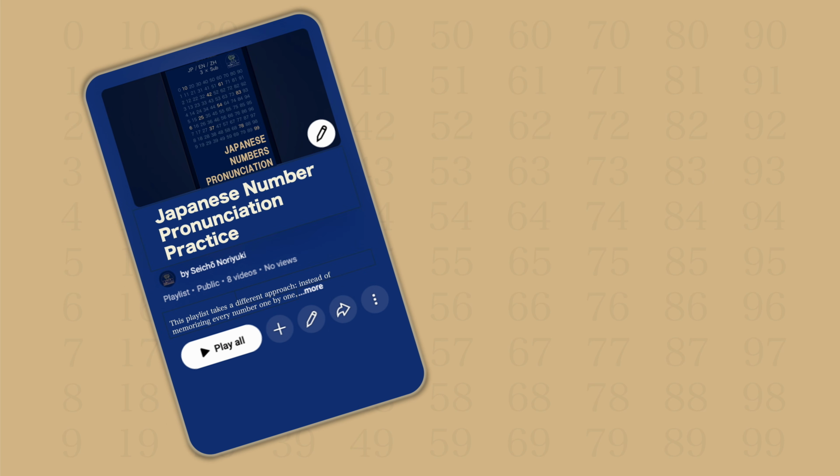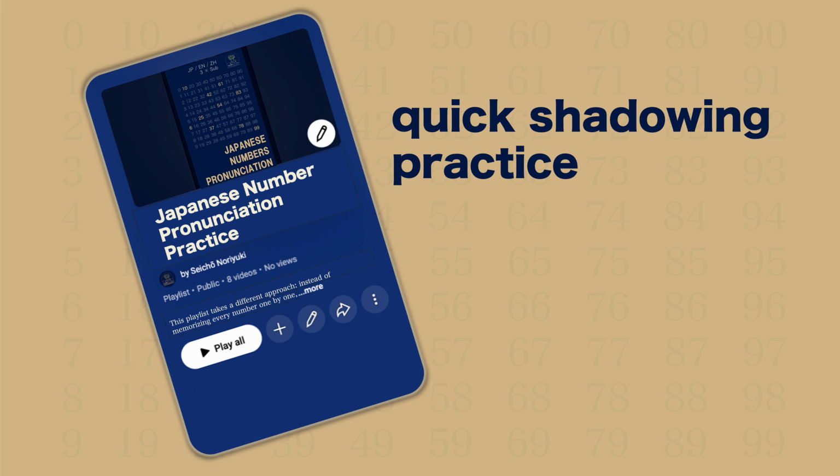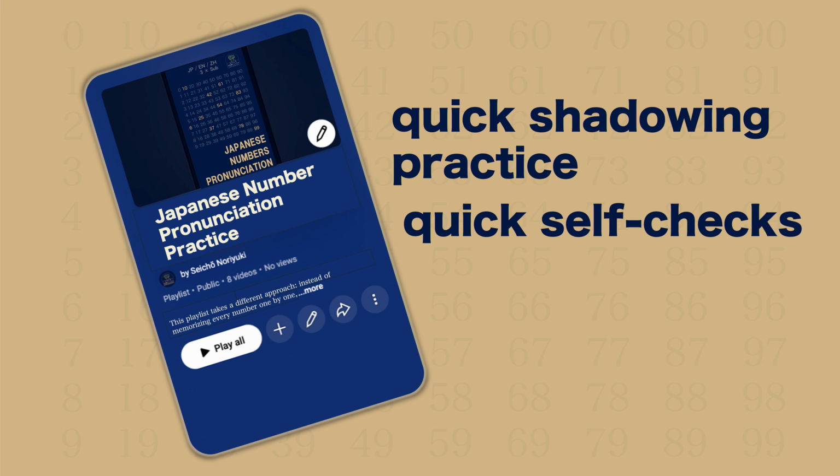There's a shorts playlist on this channel. Each short contains 10 randomly selected numbers between 0 and 99. You can use them as quick shadowing practice or as quick self-checks. Try saying the numbers first, then compare your pronunciation with the video. Check things like pitch accent, voicing, devoicing, and other small pronunciation details.